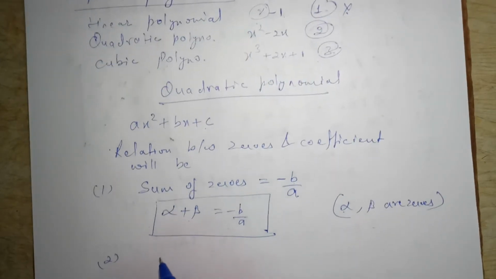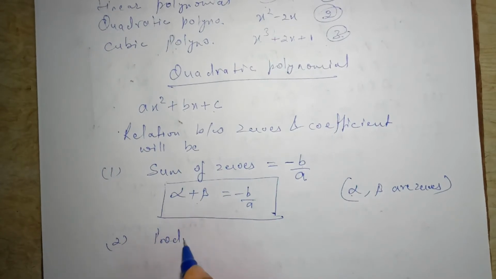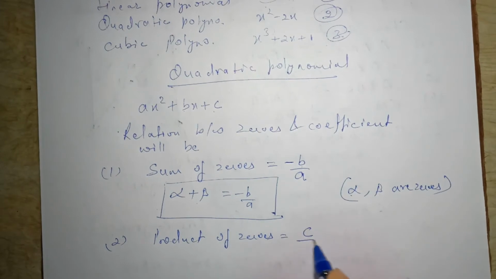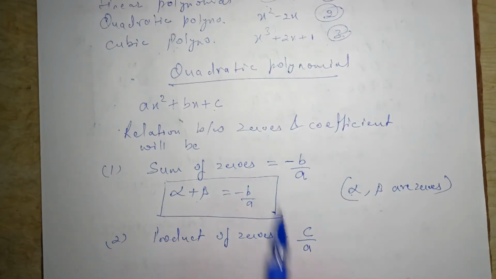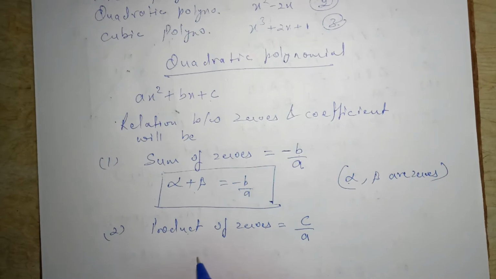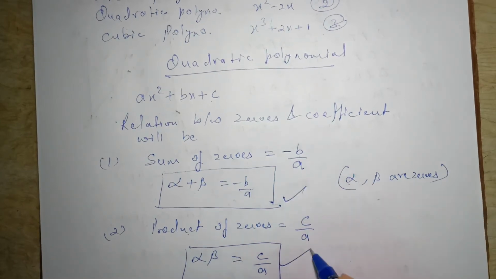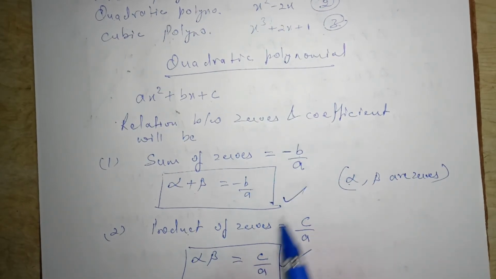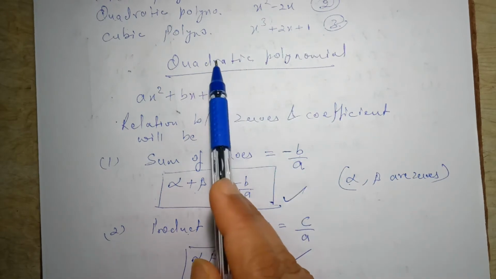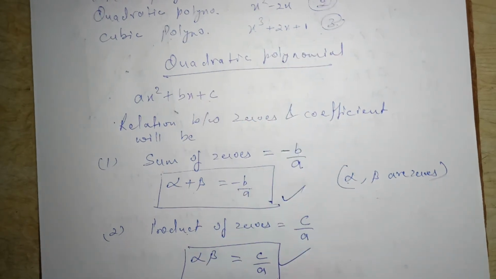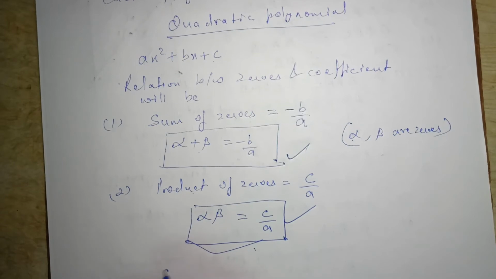Number second, product of zeros is equal to c by a. c is the constant term and a is the coefficient of x square. Product of zeros: one zero is alpha, another zero is beta, so we can write alpha into beta equal to c by a. So by taking these two conditions, we can find the relation between zeros and coefficients of any quadratic polynomial.